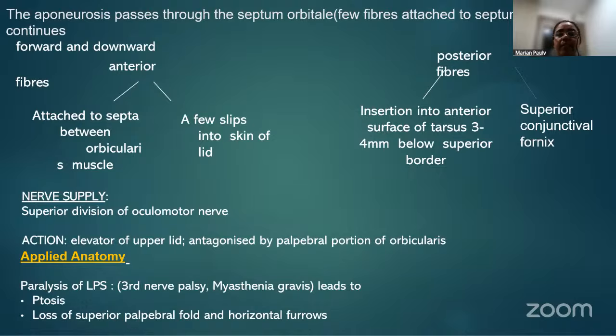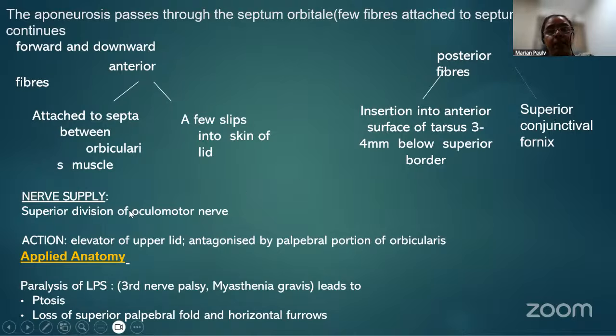So the aponeurosis passes to the septum orbitale, as I have already discussed, and it passes forward and downward and attaches to, the levator has got multiple attachments. It attaches to the septa between orbicularis muscle. Then few fibers will attach to the skin to form the lid fold. Posterior fibers insert to the anterior surface of the tarsus, that is 3 to 4 millimeter below the superior border. That is the superior half, superior 1/3 of the tarsus, and the superior conjunctival fornix.